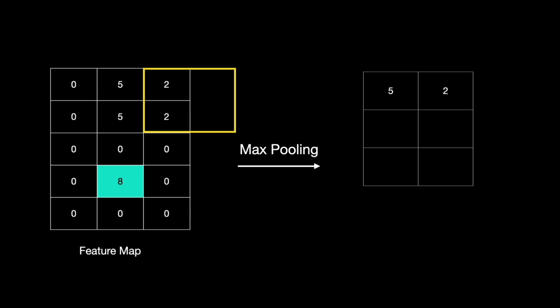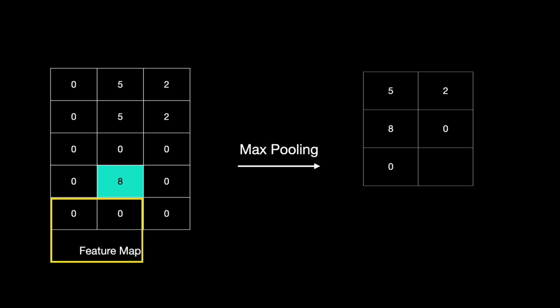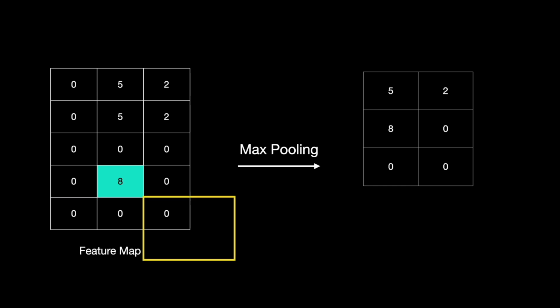So here the max is 2. Now next, in this window, the maximum is 8. In this window, the maximum is 0. Again, 0 and 0. And with this, we have completed the max pooling.